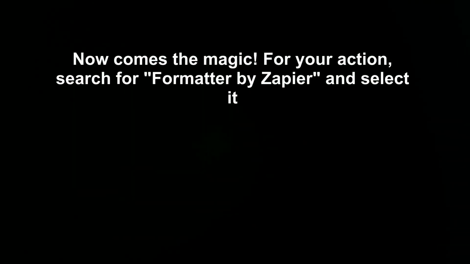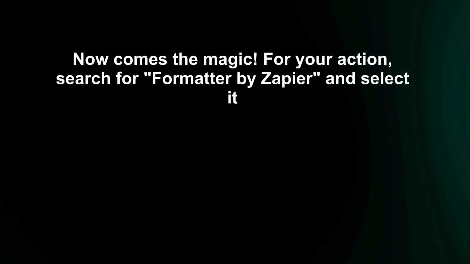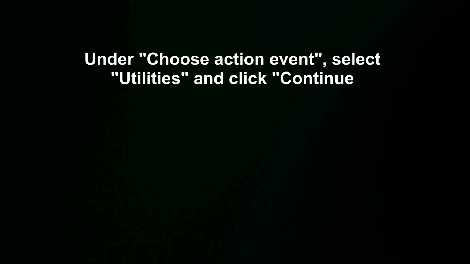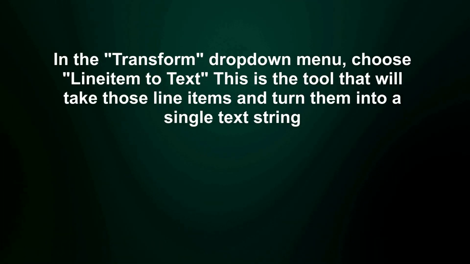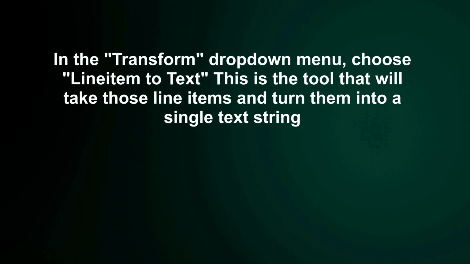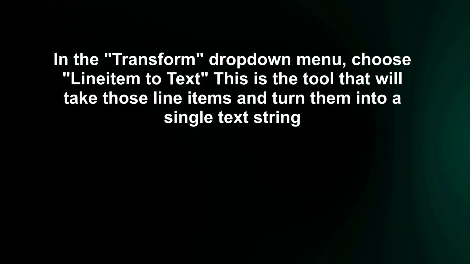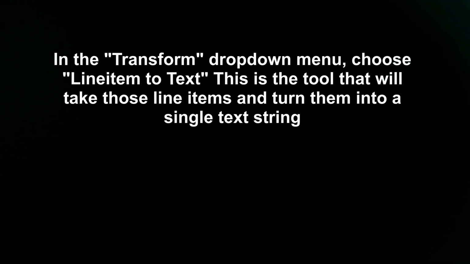Now comes the magic. For your action, search for Formatter by Zapier and select it. Under Choose Action Event, select Utilities and click Continue. In the Transform drop-down menu, choose Line Item to Text. This is the tool that will take those line items and turn them into a single text string.